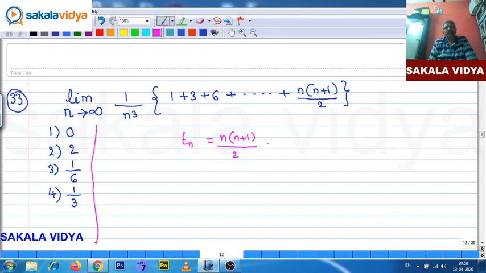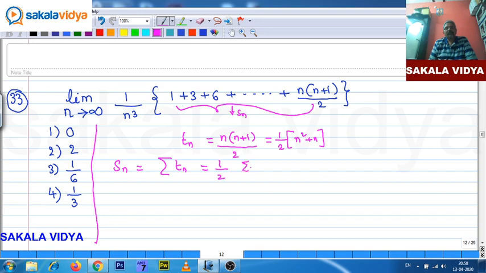This we can write as half common, n square plus n. Now, let us say this is the sum to n terms, Sn. Sn is given by sigma Tn, that means half common, sigma n square plus sigma n. So now let us come to the problem; this was the plan before solving it.